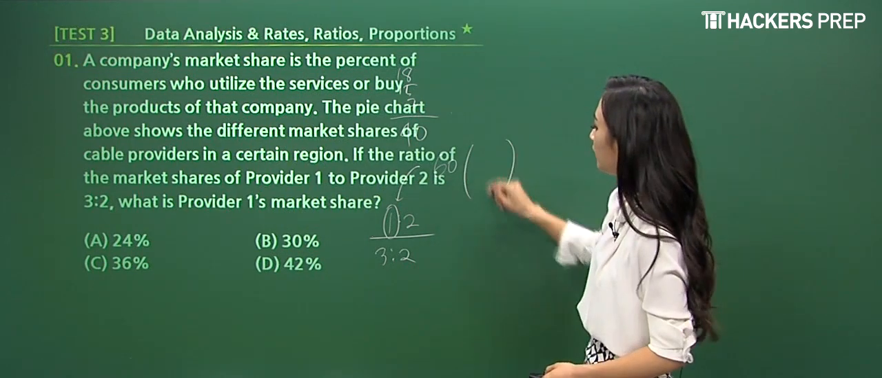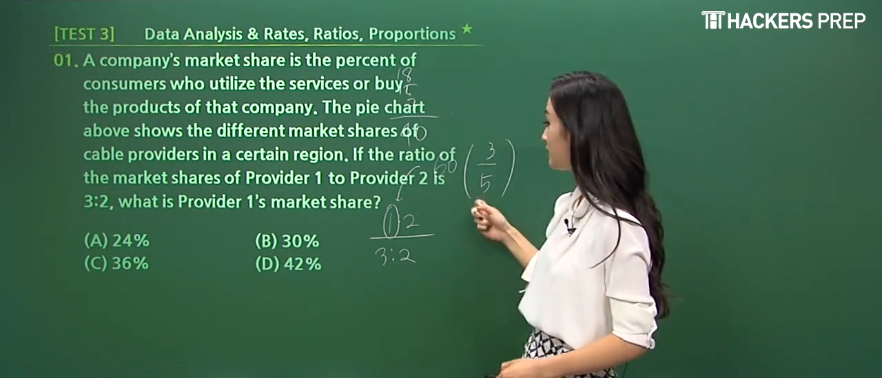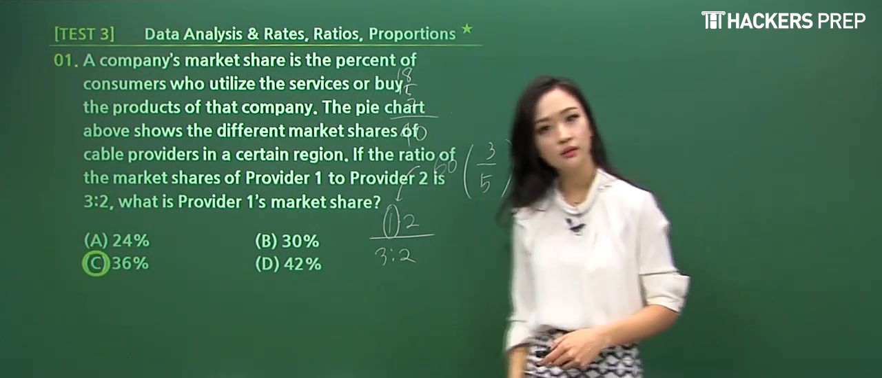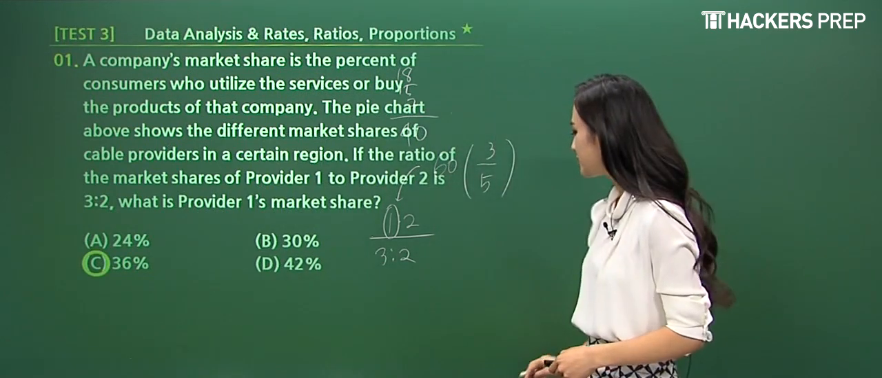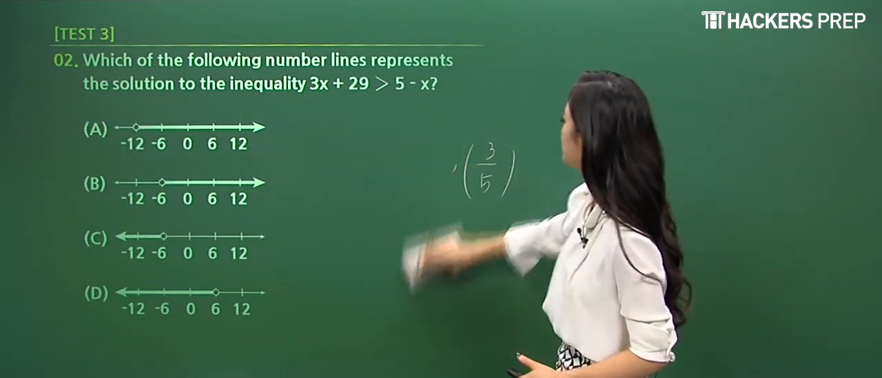So what do you have to do? All you have to do is multiply by 3/5 for the entire expression. And can you tell me what the final answer becomes? 36, right? Very good. So the answer is C. You circle that and you move on. And number 2. It was a good warm-up type of question.